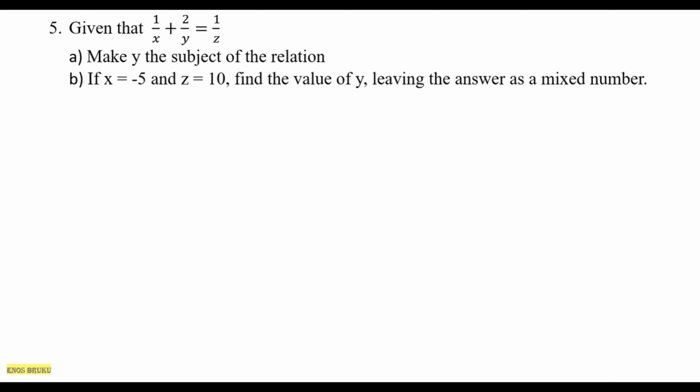Alright, so now the question we have is: given that 1 over x plus 2 over y is equal to 1 over z, A, make y the subject of the relation, and B, if x is equal to -5 and z is equal to 10, find the value of y, leaving the answer as a mixed number. Alright, so how do we go about this question?